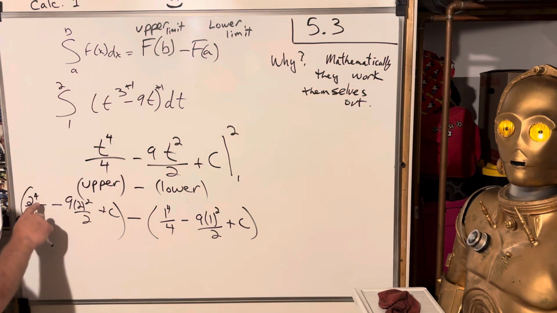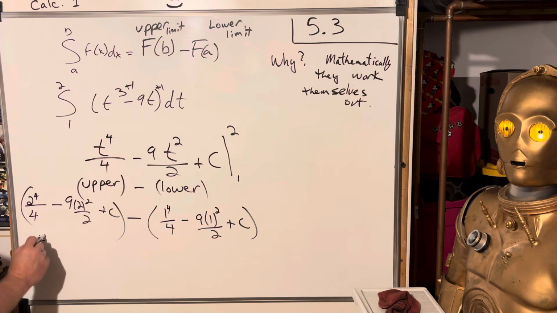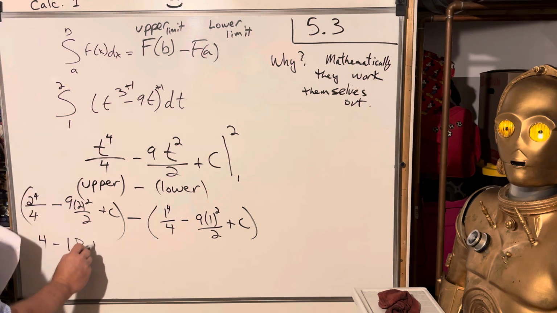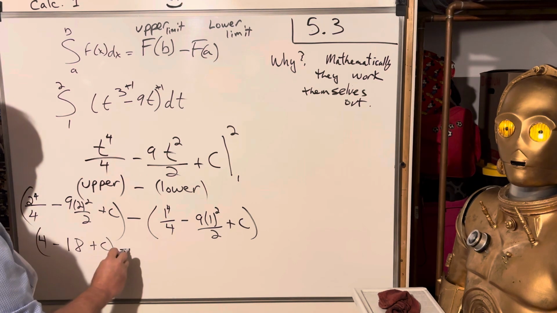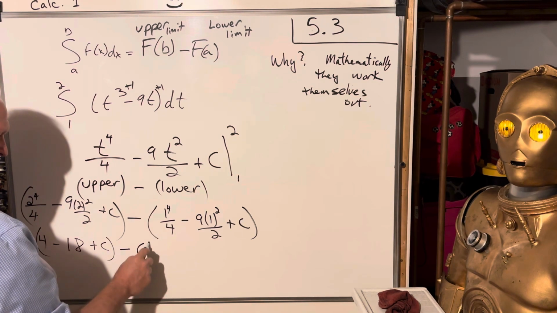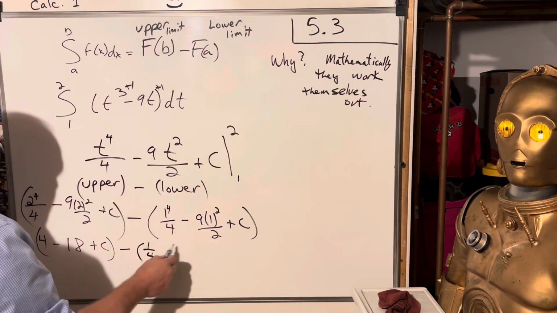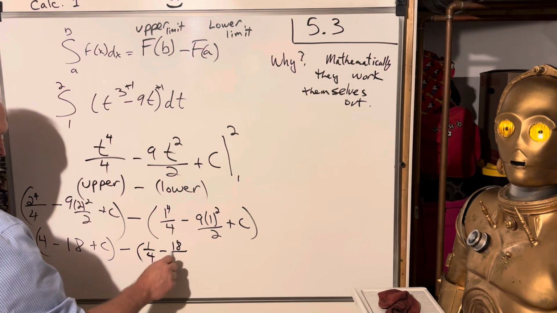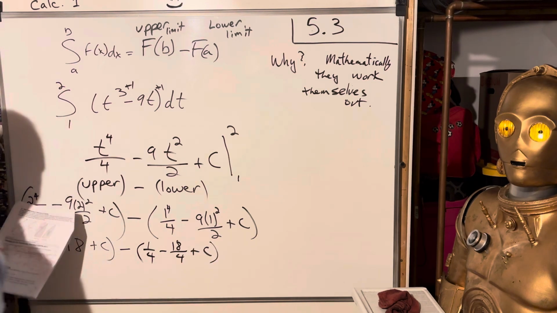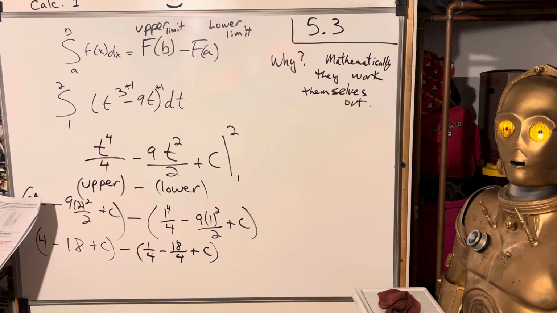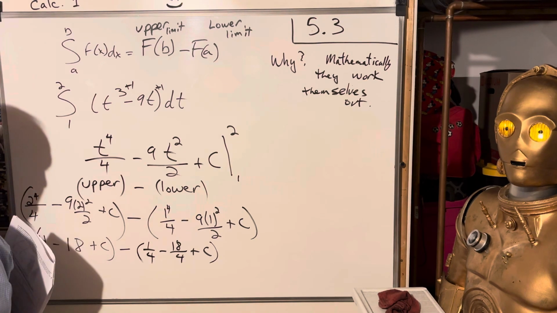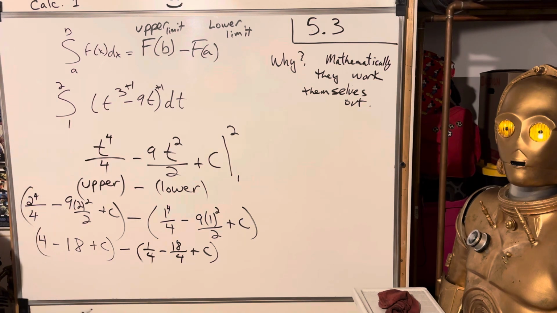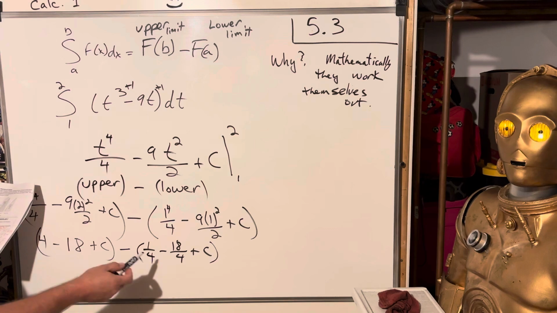So what do we end up with here? That's 16/4, so that's just 4, minus, one of those 2's dies, 18 plus c, minus 1/4, minus, instead of 9/2, let's call it 18/4 plus c. And so all right, so what is that? 17/4.